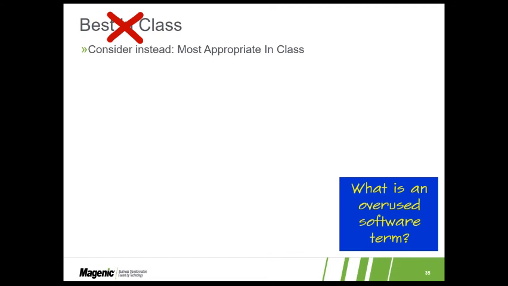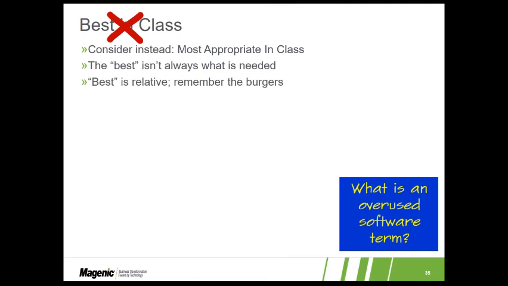Instead of taking that as a group of suggestions that say, in general, this works pretty well, but you may have to morph it for you. Because remember, best isn't always what's needed, and best isn't always what's best for you. It's relative. Remember that hamburger discussion. So my suggestion is always start with what's appropriate and evolve when no longer appropriate.